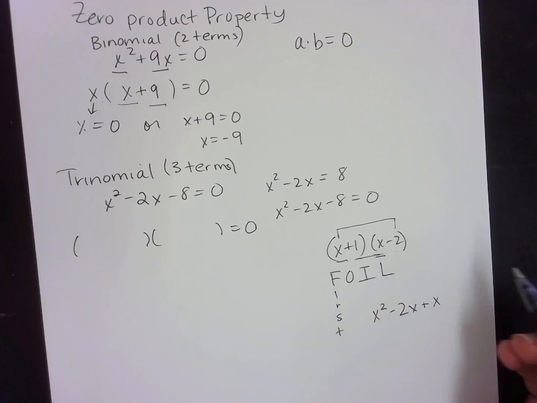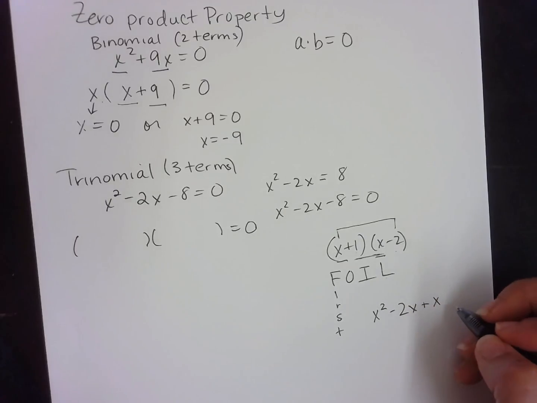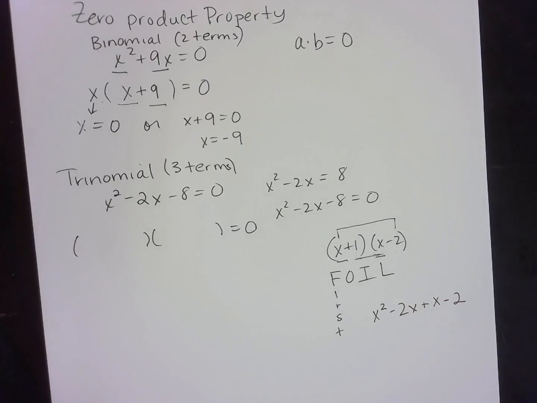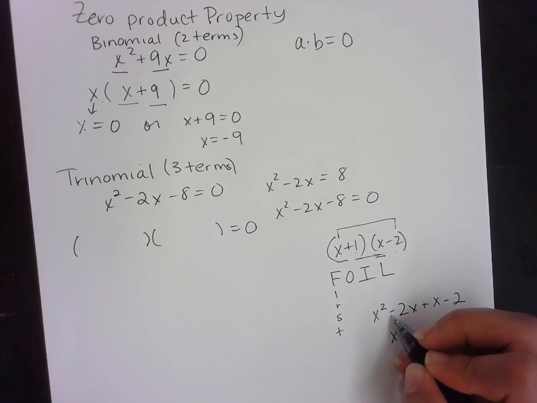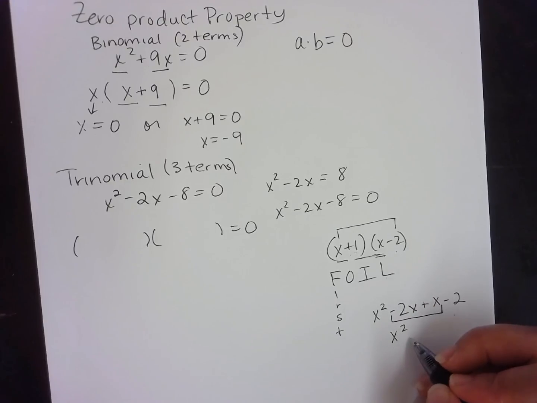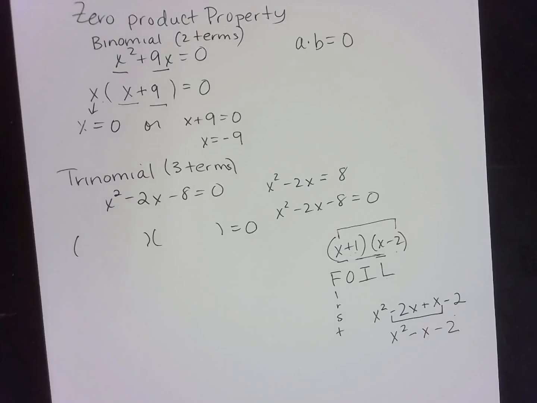Positive 1, negative 2. You don't have to do them in this order. It's kind of nice because then you don't miss anything. I don't usually do it in that order when I do it, but it's a nice way to remember. And so the last thing, I have 1 times negative 2, which is negative 2. And so I can combine my terms then. So I have like terms here and here. So this is actually x squared minus x minus 2 when I multiply it together.